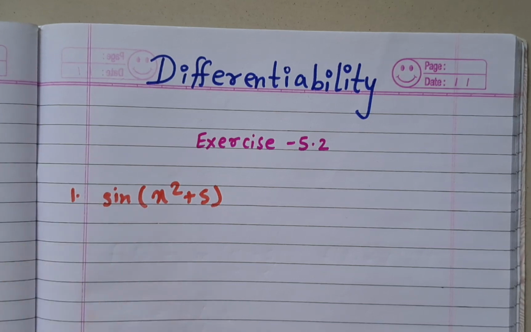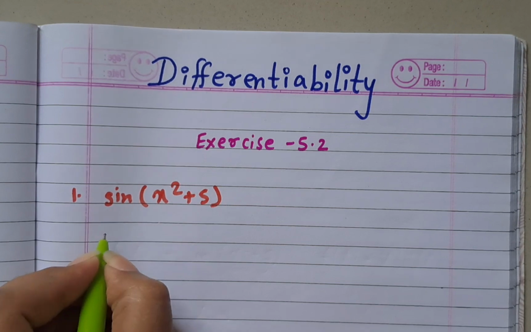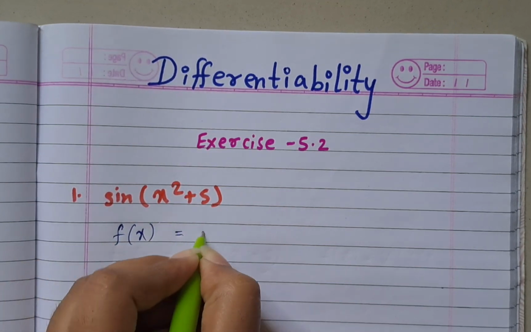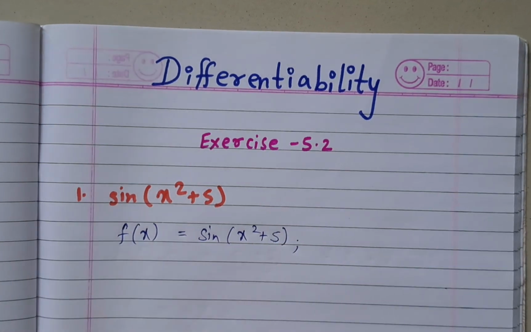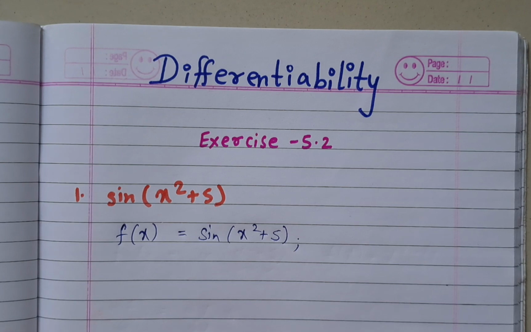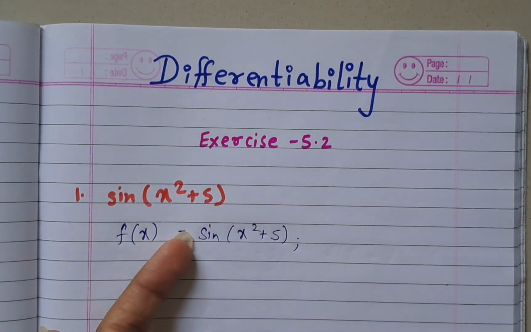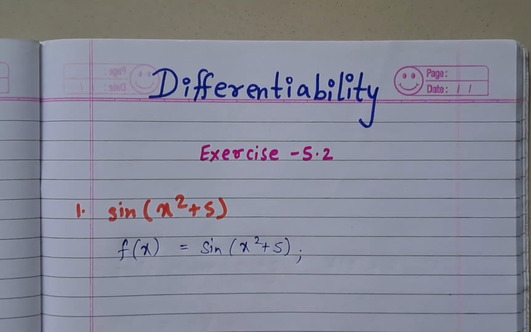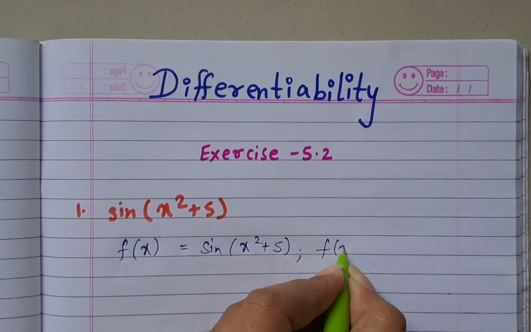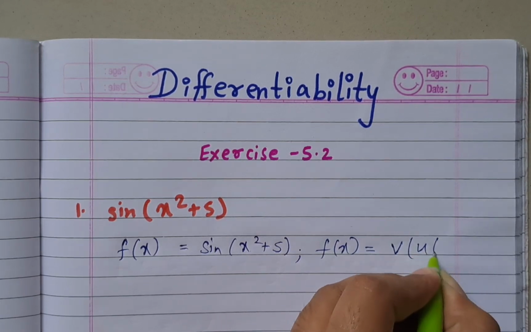Okay, so this is our first question from exercise 5.2, which is sine of x square plus 5. Here we'll consider f of x is equal to sine of x square plus 5. We can see that f of x is a combination of two functions: sine, and the expression of x. So here there are two functions, one function is sine and the other function is x square plus 5. Since f of x is a combination of two functions, we can write f of x is equal to v of u of x.